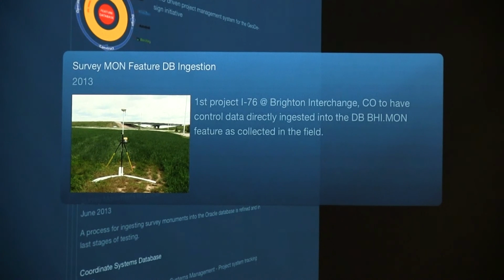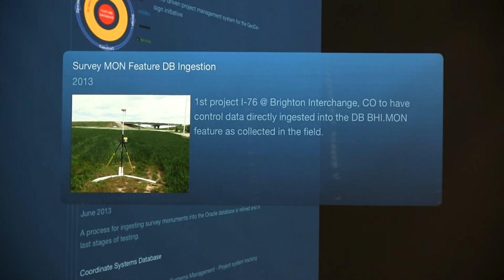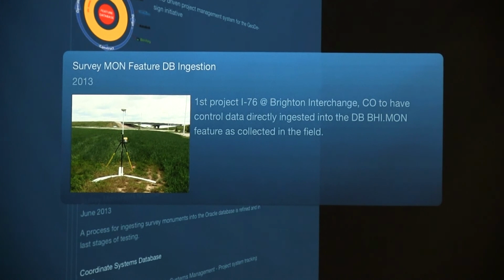This is the beginning and implementation of building information into the database. We now house all the monuments or monument features in the database. So anytime a field crew goes out, we pick up a property corner monument, we set a monument, everything is put into the database. So as time has gone by, we have been building that database. So if we're looking for control, we know where it's at, who set it. And so it's a great tool moving forward. And it's just an example of how we're populating information into the database.